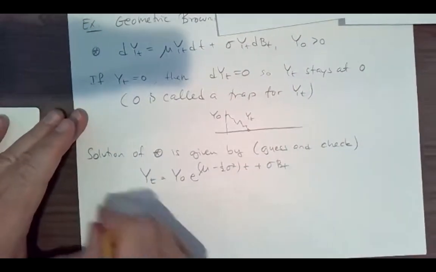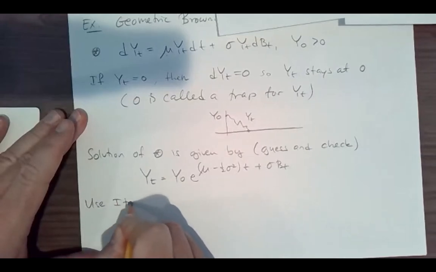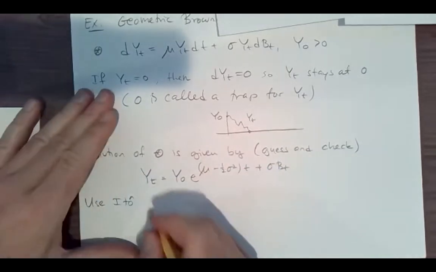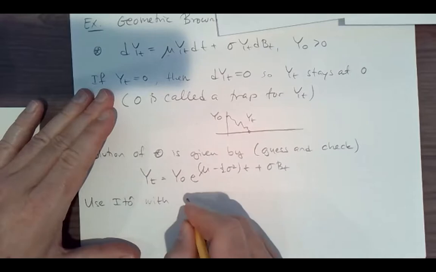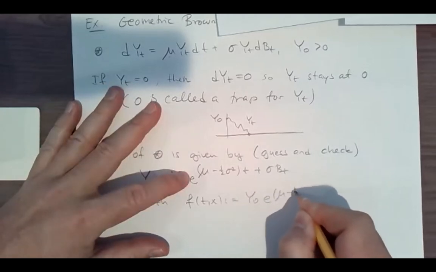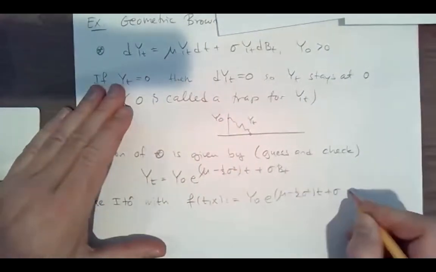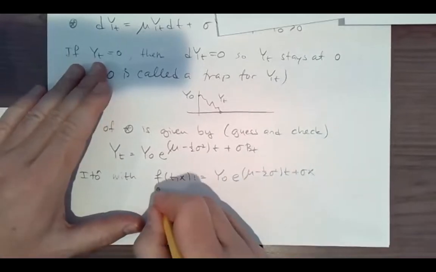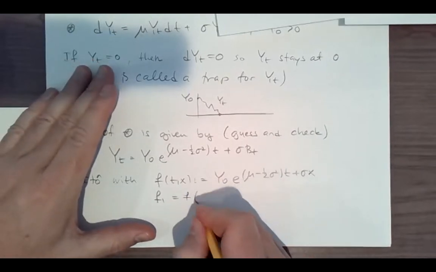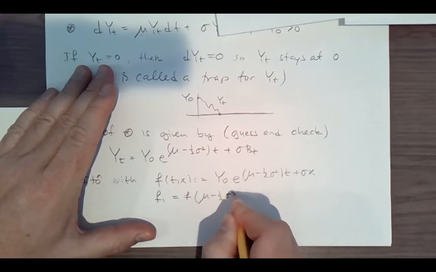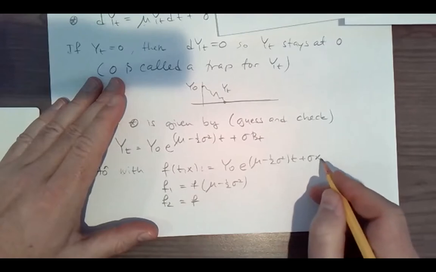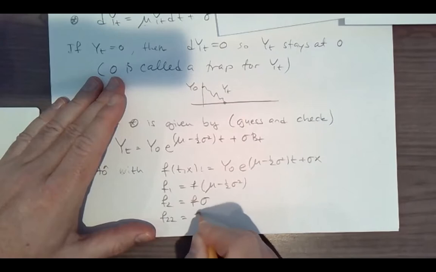And we can check, we can use Ito together with the function f of t, x equal to Y_0 e to the (mu minus 1/2 sigma squared) t plus sigma x. So then we need derivatives. As before, it's an exponential, so you're going to get f back. Now we compute with respect to t: f_1 is going to be mu minus 1/2 sigma squared times f. f_2 will be the same as before: the derivative with respect to x gives me a sigma times f. And f_22 is going to be f sigma squared.